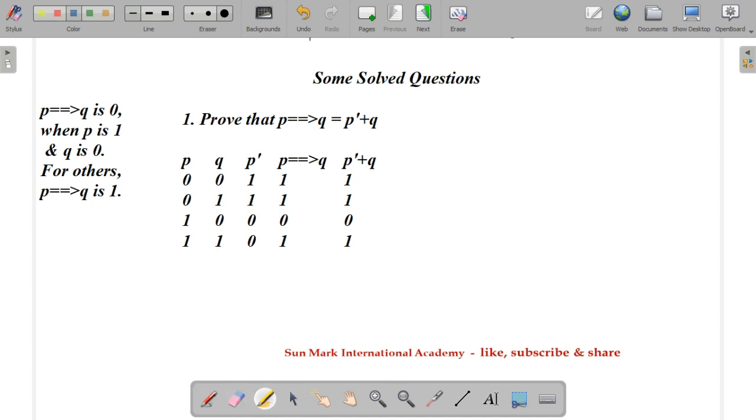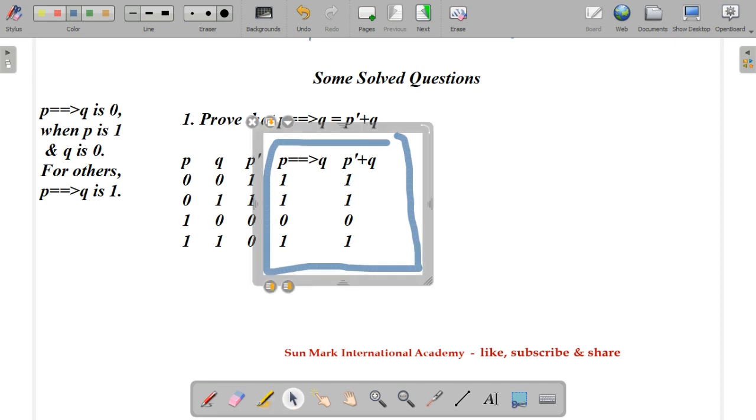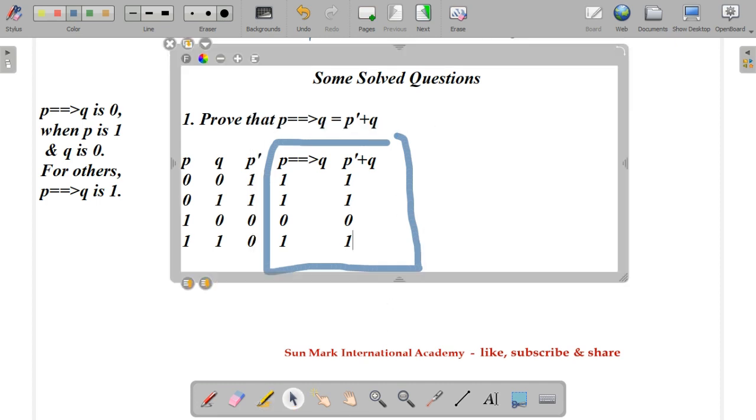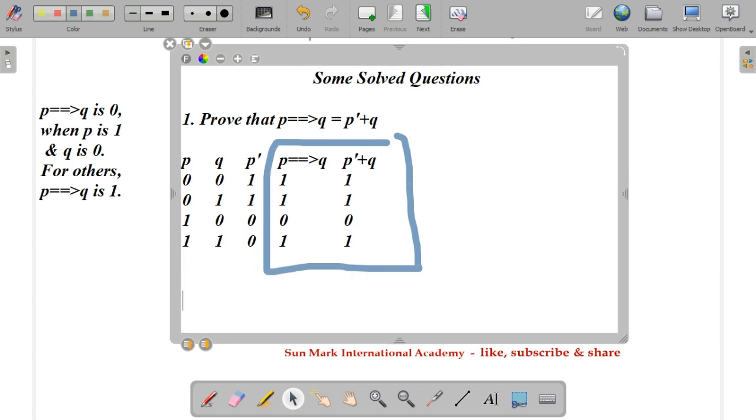Now we can check that these two columns are the same. So we can say P implies Q equals P dash plus Q. Hence it is proved: P implies Q equals P dash plus Q.